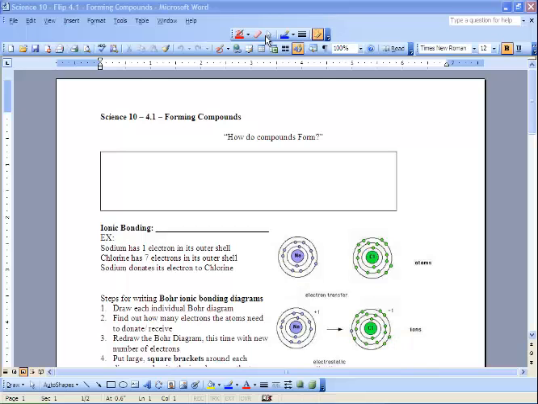Hey everyone. Well, today we're going to be talking about forming compounds. And the question that we ask is, how do compounds form?